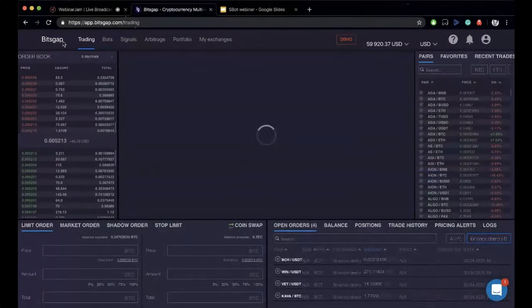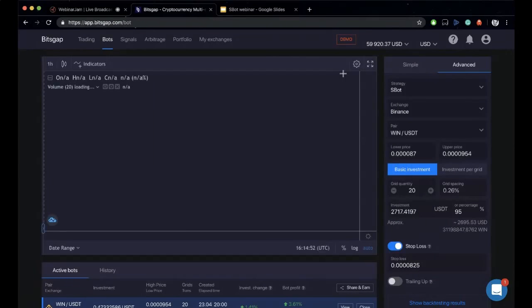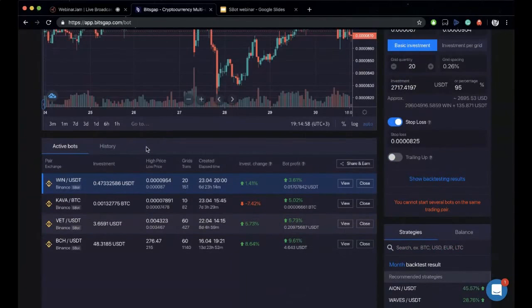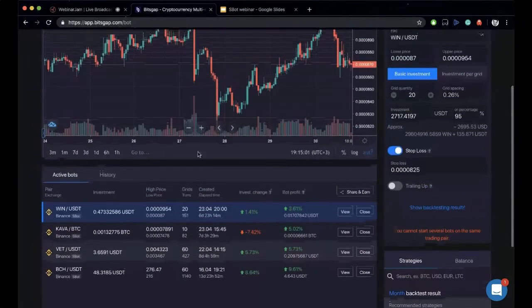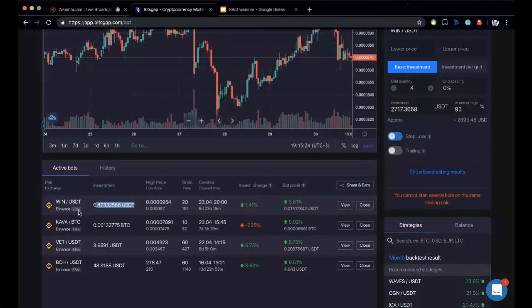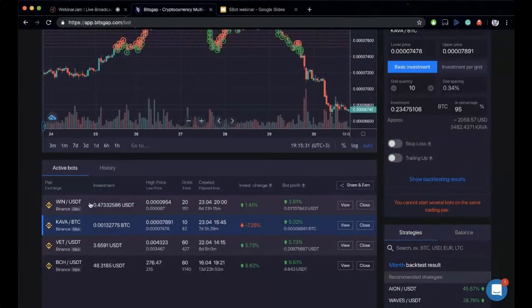So you go on the Bitsgap page and you open bots. As you can see here, I already have some active bots which are making profits for me. On the left side, I can see the pair and the exchange, like Win Trading to USDT on Binance. In this case, I'm using the S bot. Here I'm also using the S bot. Here's the investment allocation in USDT for this particular pair. In some cases, it can be BTC, it can be Ethereum. So that depends on the pair.